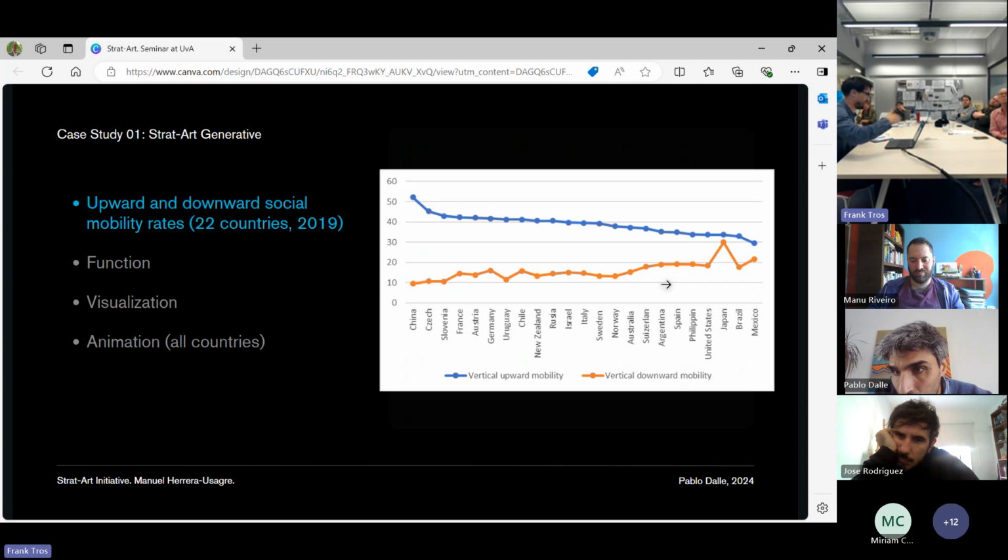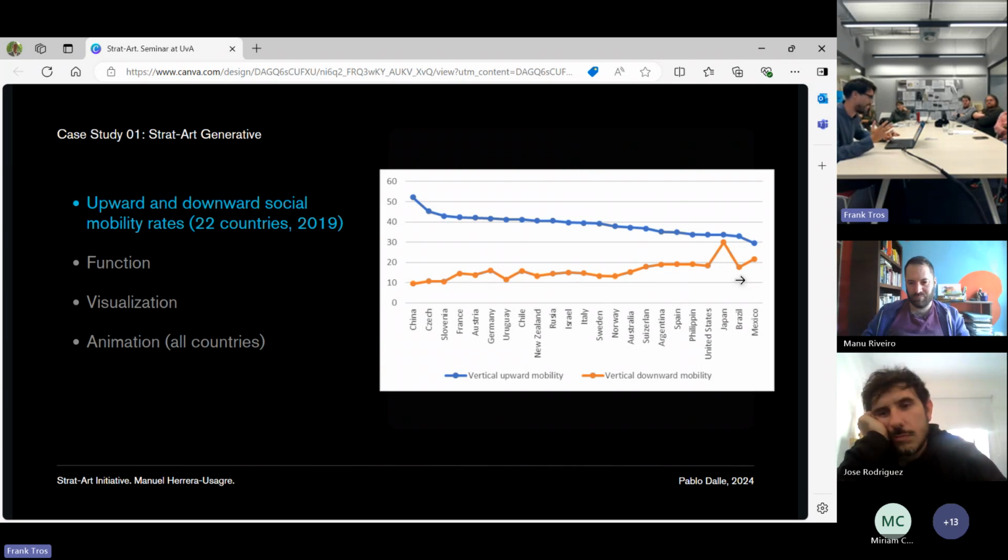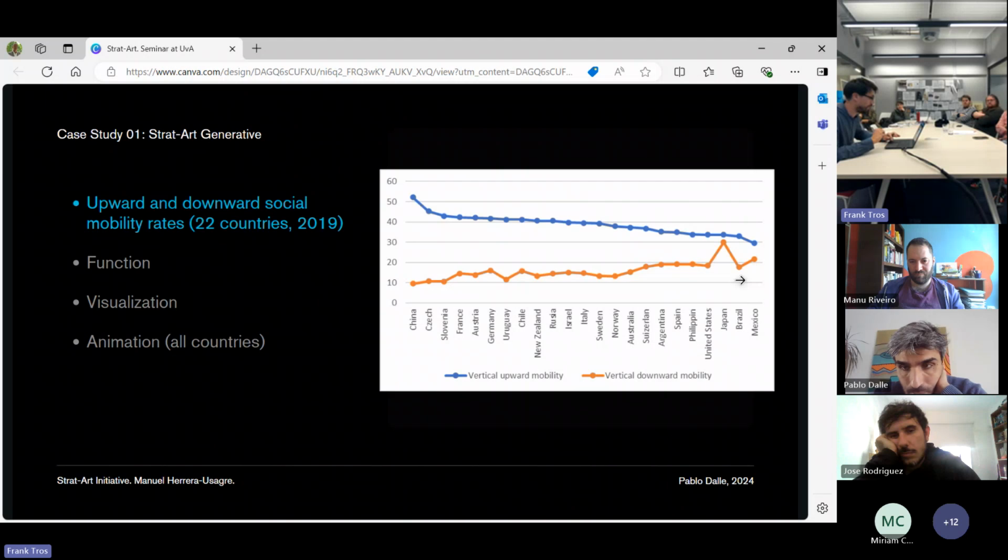As you can see, China is a little bit of an outlier because you have a lot of upward social mobility and very low downward social mobility. But I want you to focus maybe on Mexico, which is the last one. It has the lowest upward mobility and one of the highest downward social mobility, and also Uruguay, which has the lowest downward social mobility and higher upward mobility. So the ratios of both of them are really different.